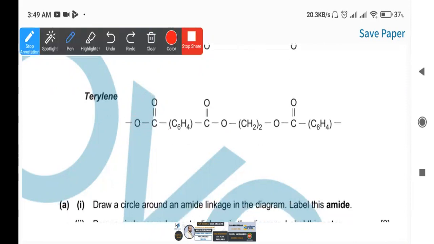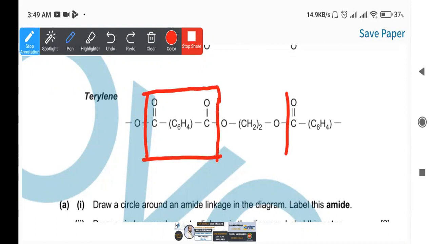So let's break in between them. We have this one as a monomer and this one as another monomer. That is the repeating units. Okay, right. Now, let's go to the question.